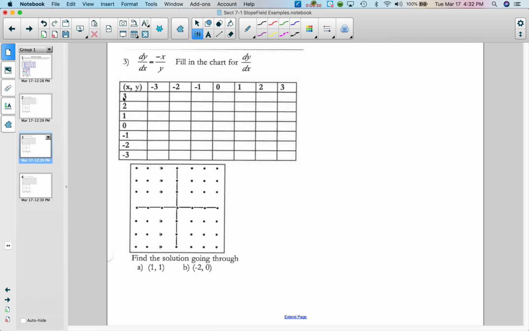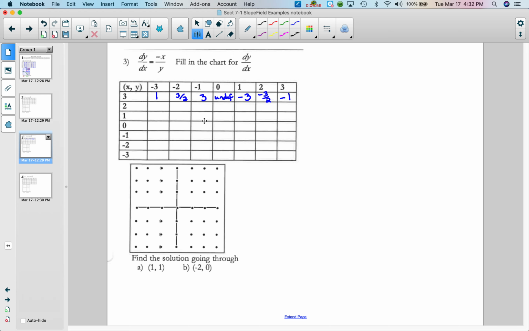So the opposite of x is -3, so -3 divided by -3 is a +1. Here I'll have -3 over -2, so I have a +3/2. -3 over -1, so I get 3. Here I'm going to have 0 on the bottom, so it's undefined. Here I have -3 over 1, so I get -3, -3 over 2, and -3 over 3, so I get -1.